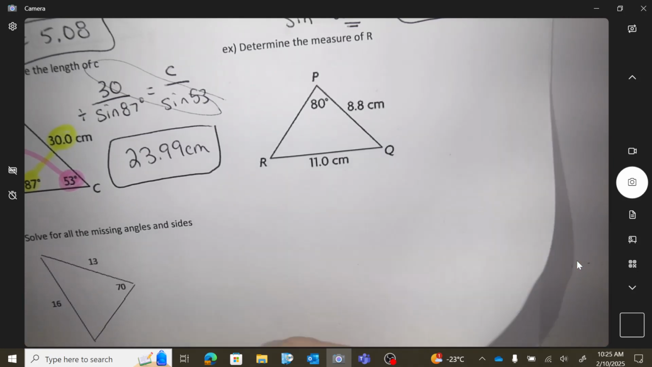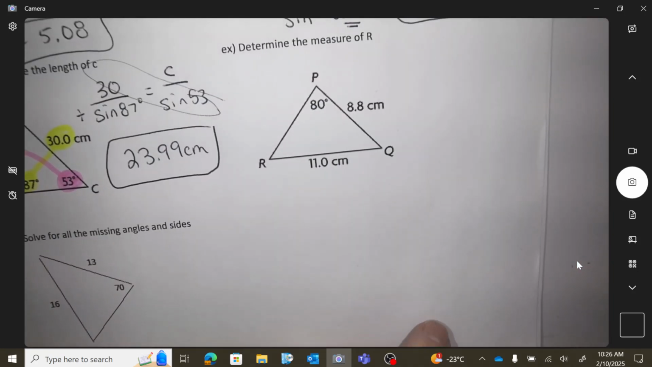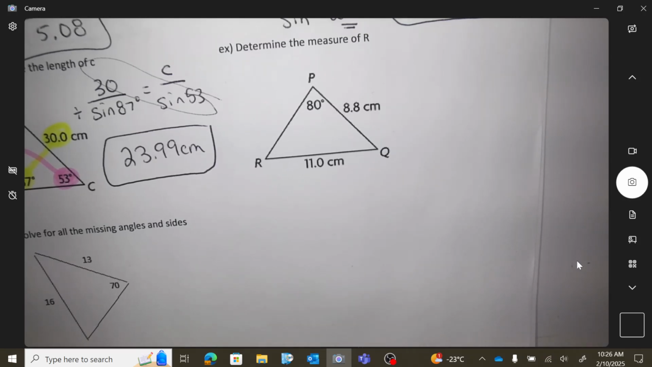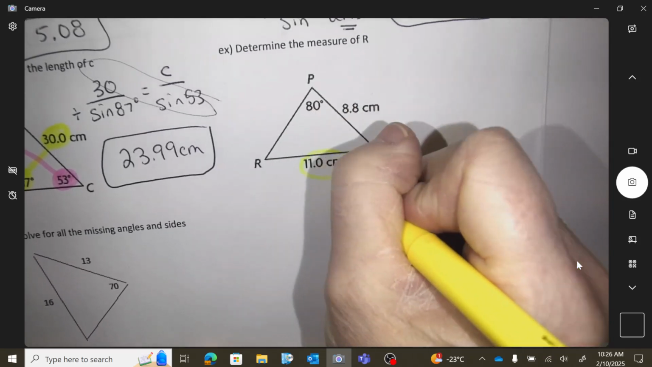Okay, next example. I'm going to look for a pair.